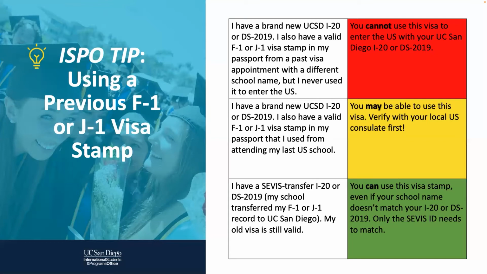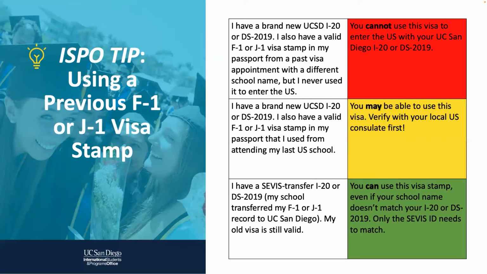If that's the case, and you do end up coming to UC San Diego instead, you never used the visa from that other school that you were admitted to, you cannot use this visa to enter the US. You do have to apply for a new visa stamp that corresponds to your UC San Diego I-20 or DS 2019. I just want to make students aware of that because it does happen fairly commonly throughout the season.